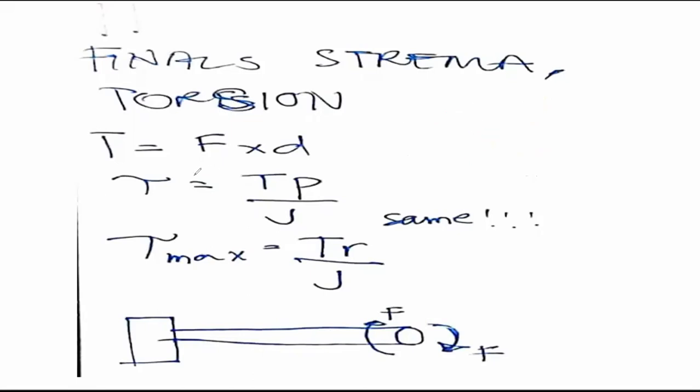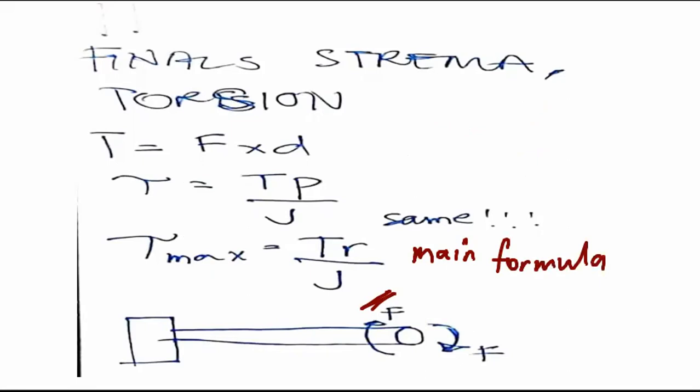Once related sa torque, we have here, shearing stress is equal to torsion times rho or radius, parehas lang yan, over J. What is J? J is the polar moment of inertia. So the max shearing stress is equal to torsion times radius all over polar moment of inertia. Ito yung pinaka-main formula natin.